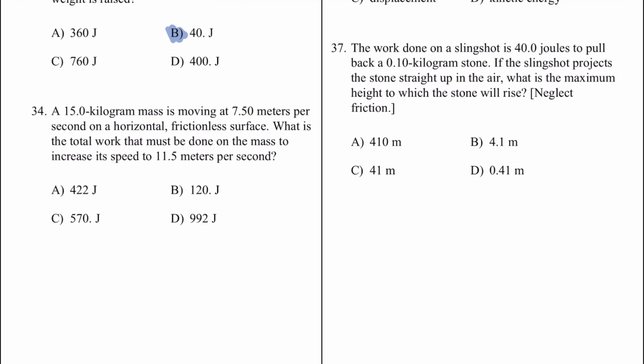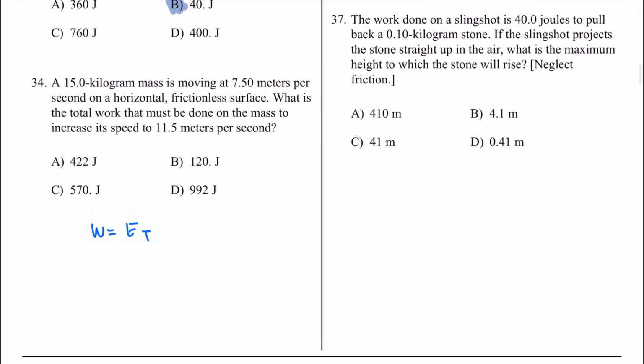So if you look at the reference table, it tells us that work is equal to total energy. So that means work is equal to energy. So to make things easier, I'm just going to solve for energy of the object. So formula for kinetic energy is KE equals 1/2 mv squared. I'll just plug in for the scenario. So 1/2 times 15 kilograms times 7.5 meters per second squared, right? And that's going to equal 421.